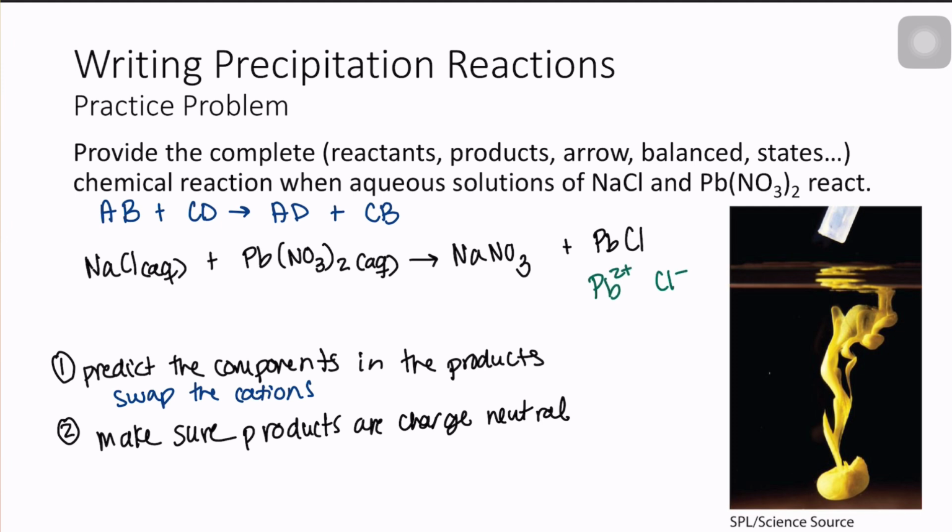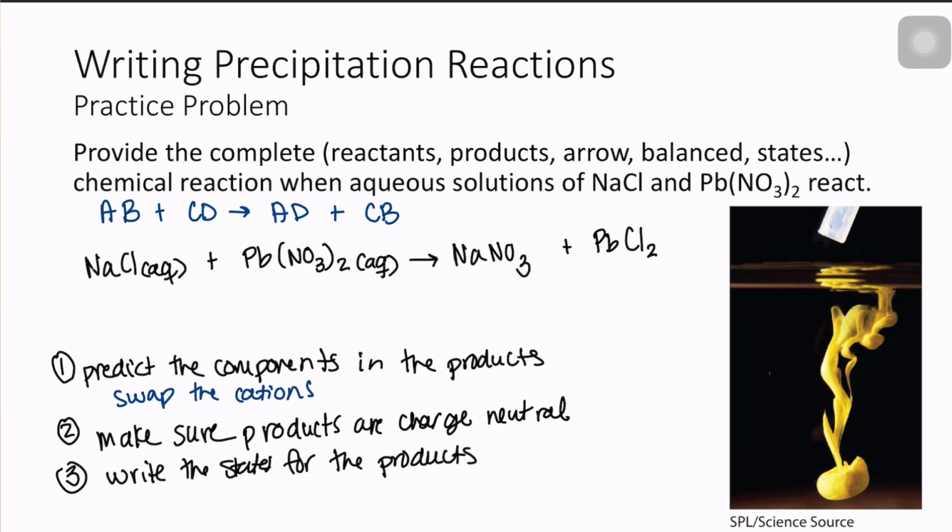Chloride has a -1. These are not charge neutral. So in order to make this charge neutral, I'm going to need to put 2 of my chlorides. Now, the third thing you want to do is write the states for the products. Sodium nitrate. Sodium is in group 1. Nitrate is part of the N rule. It is going to be soluble, so my state is going to be aqueous.